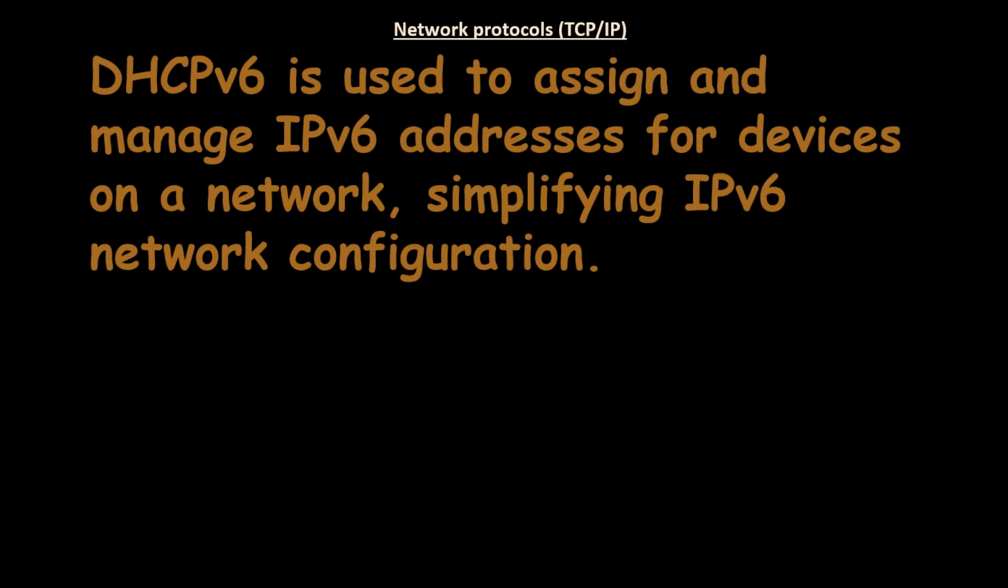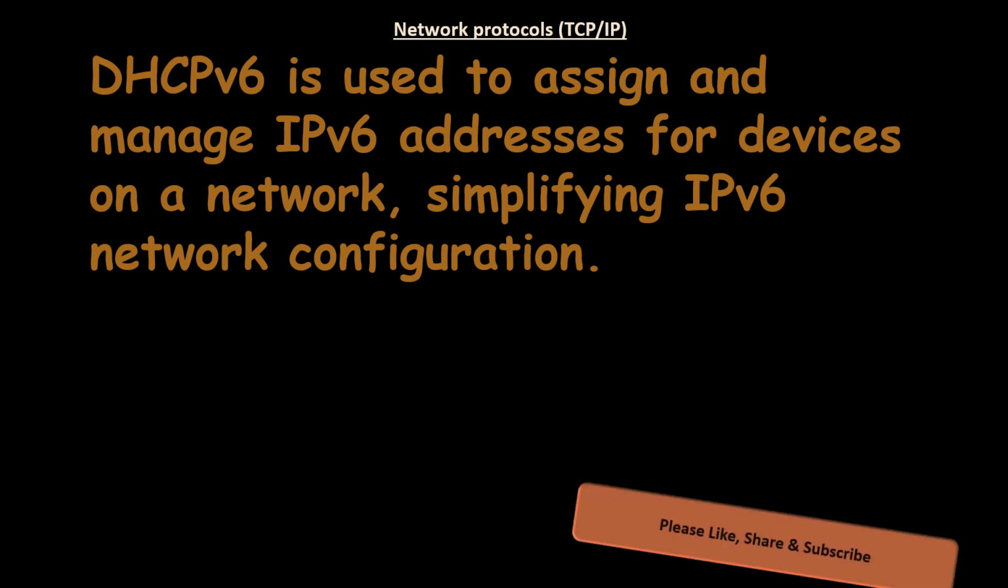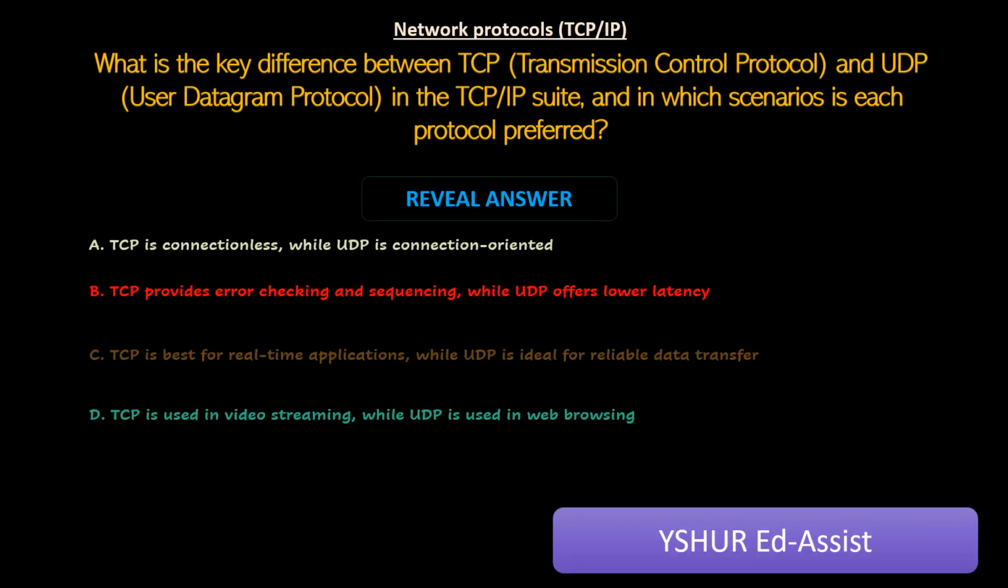DHCPv6 is used to assign and manage IPv6 addresses for devices on a network, simplifying IPv6 network configuration. What is the key difference between TCP, Transmission Control Protocol, and UDP, User Datagram Protocol, in the TCP/IP suite? And in which scenarios is each protocol preferred?